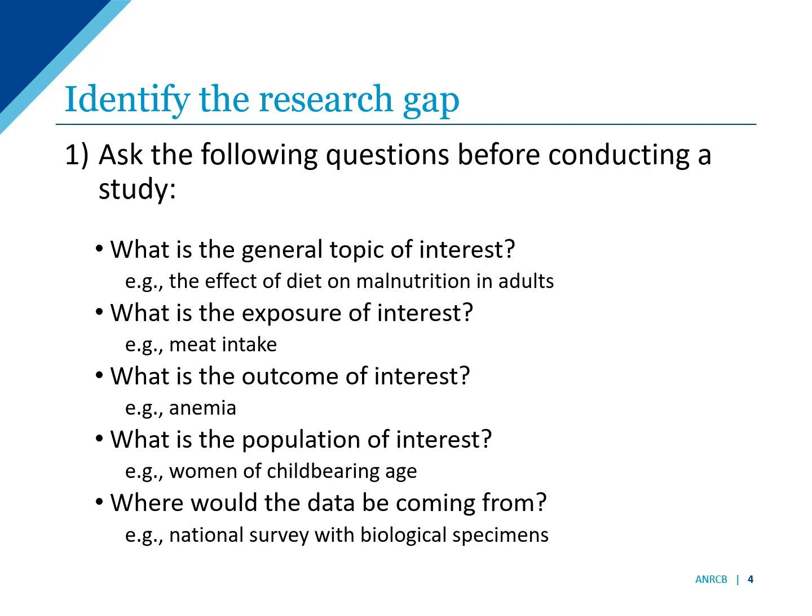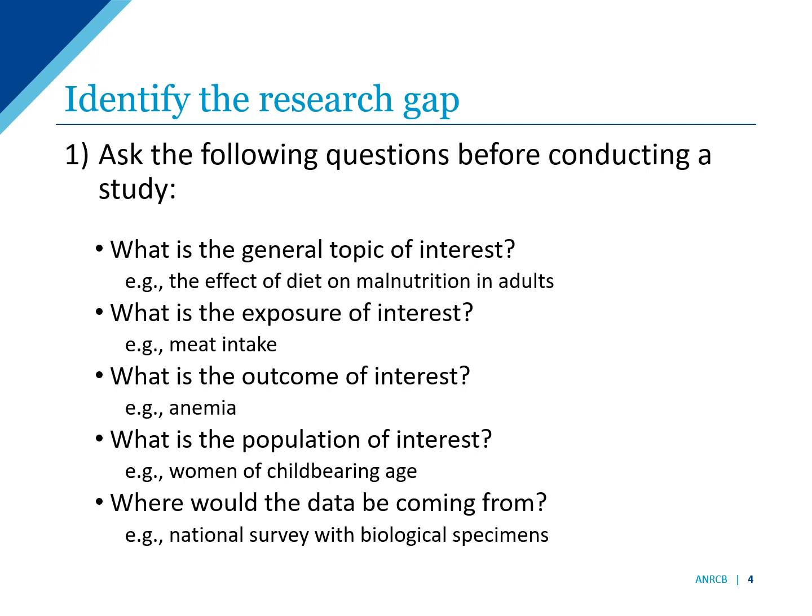To identify a research gap, you want to ask yourself the following questions before conducting a study. What is your general topic of interest? For example, the effect of diet on malnutrition in adults. From there, you want to think about what the exposure of interest is. Is it diet in general? Is it meat intake specifically? What is the outcome you're interested in? Anemia or some other measure of malnutrition?